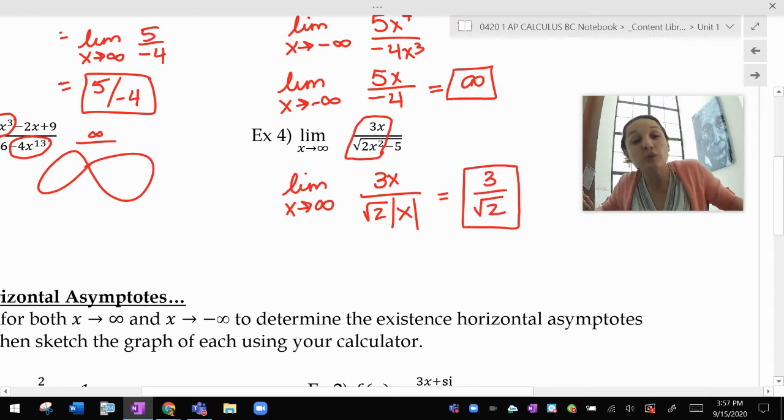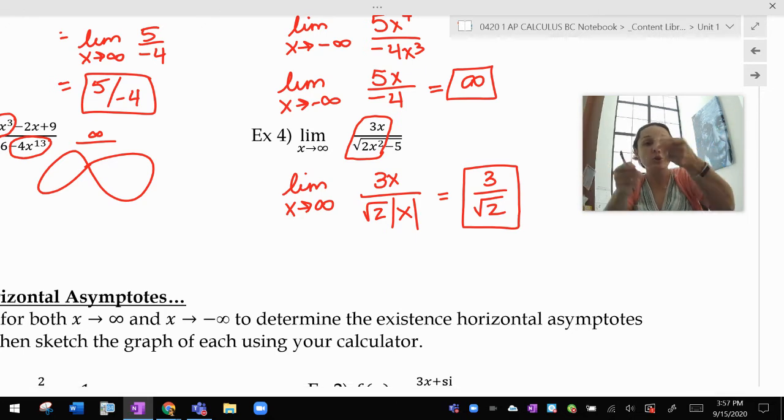And guess what, kids? You're in calculus now. You don't need to rationalize the denominator. Yay! You're welcome.